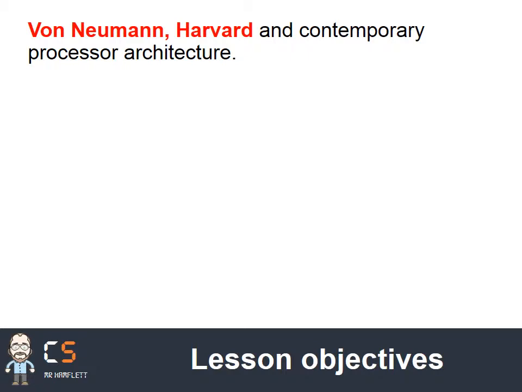Now, although on the specification it does say contemporary processor architecture, it's a bit of a misleading phrase. Actually, what they're really getting at is how the von Neumann architecture is different to modern computers, and we'll explore that later on. In fact, we have actually already done it, but haven't made it really explicit.